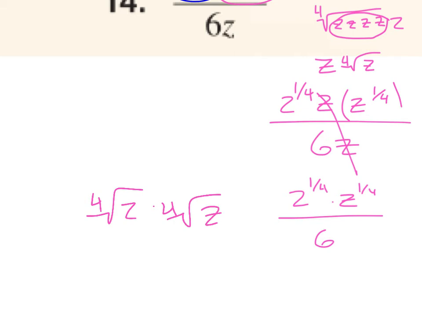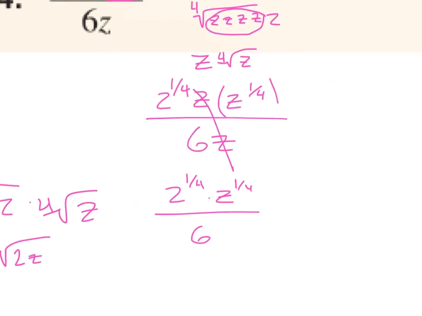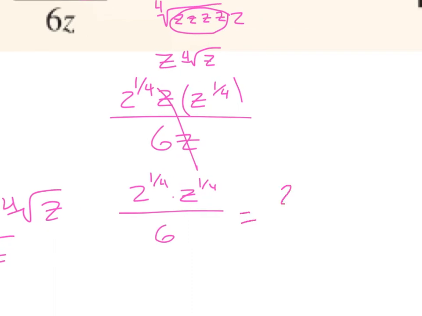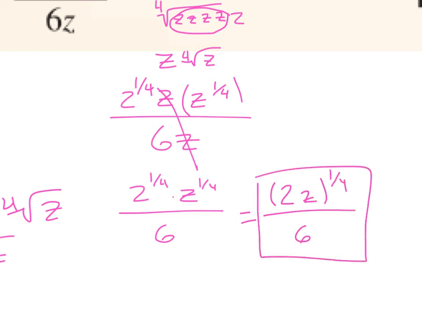I can put them in the same radical, so the 4th root of 2 times z. So I could just say that this is 2 times z to the 1/4 over 6. So that would be our simplest form. So because these have the same exponent, I can combine them.